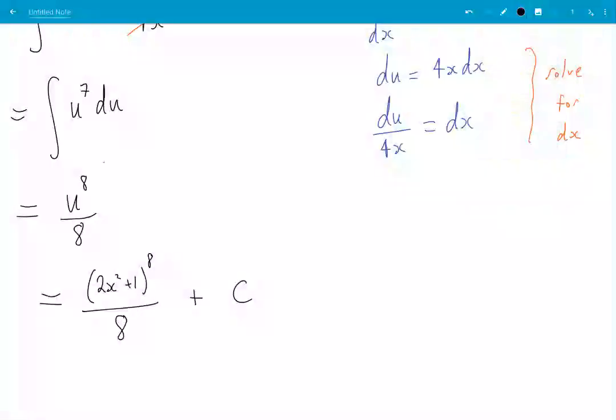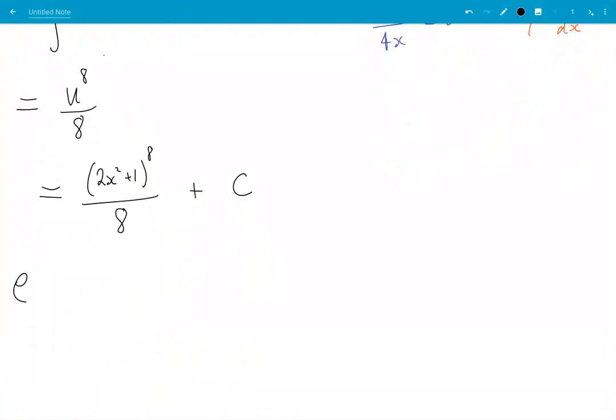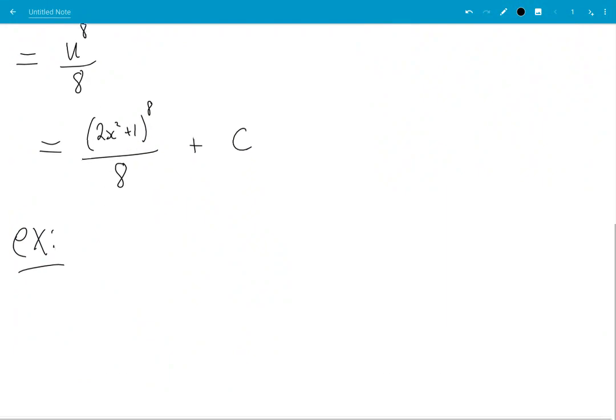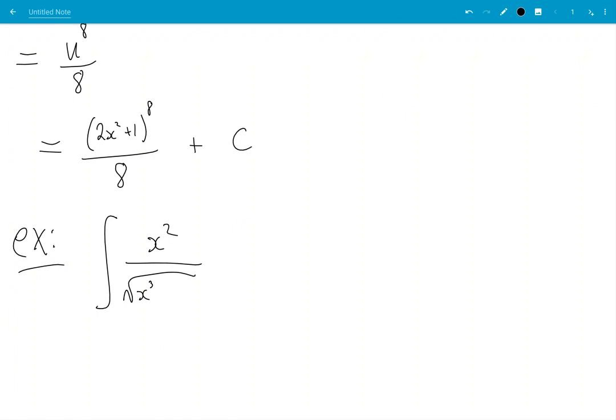Okie dokie. Let's do another example before I present the recipe. Okie dokie. What do we got here? X squared over square root x cubed minus 1.